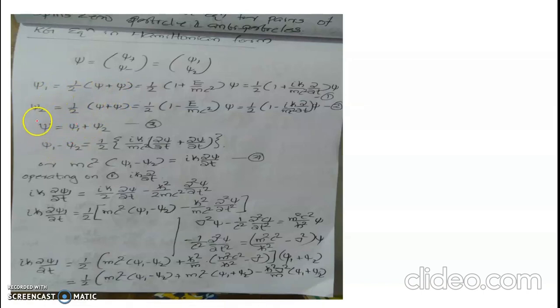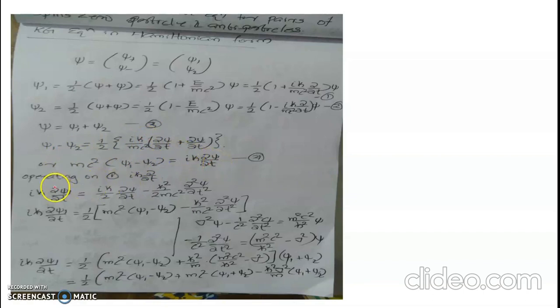And subtracting these two equations, psi 1 minus psi 2 equal to half is common into 1 minus 1 vanishes, leaving i h cross dou by dou t by mc square. That is i h cross by mc square into dou psi by dou t. Minus minus makes it plus dou psi by dou t, or this is 2 dou psi by dou t, and the 2 vanishes. mc square is taken to the left side: mc square into psi 1 minus psi 2 equal to i h cross dou psi by dou t.